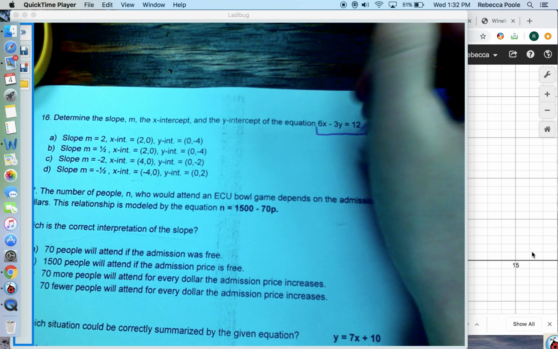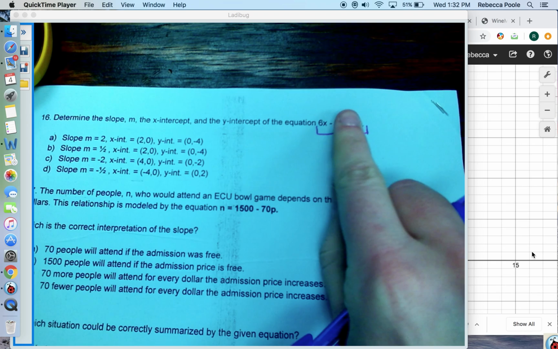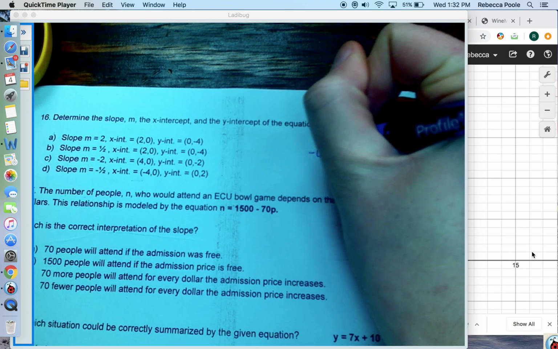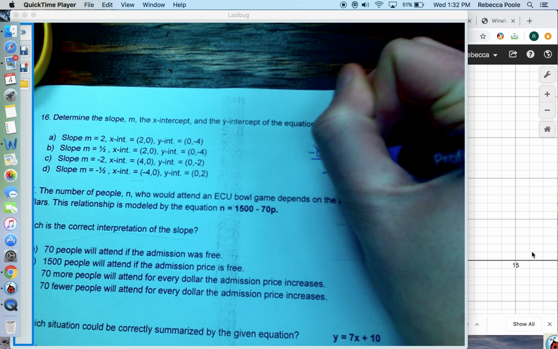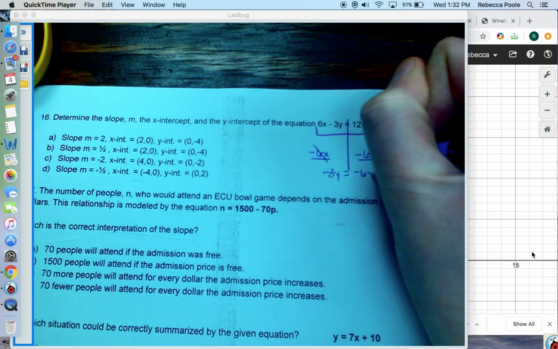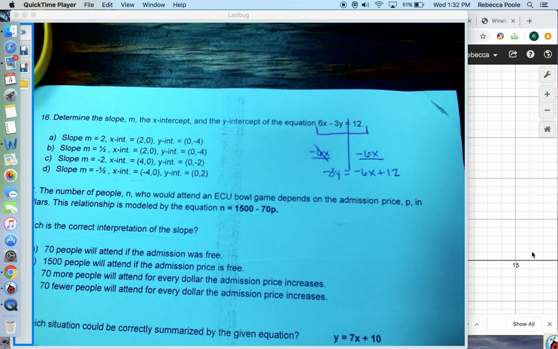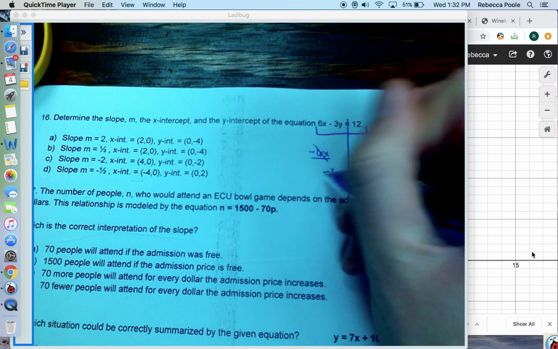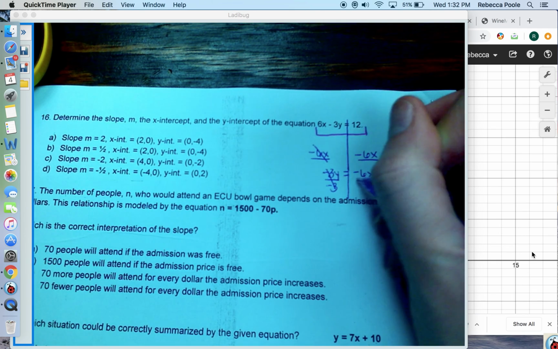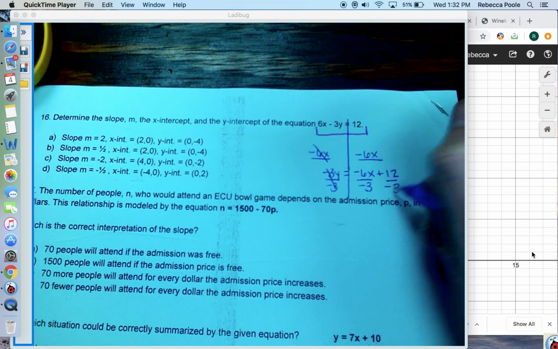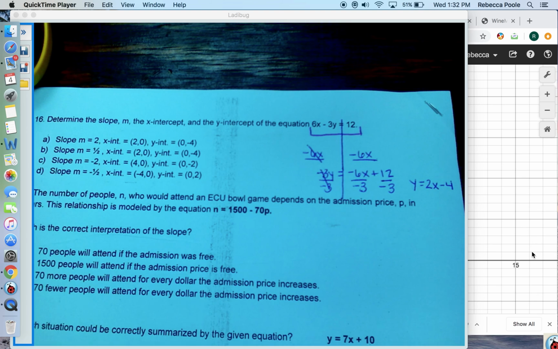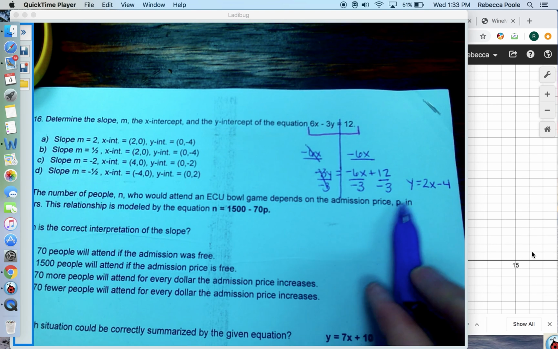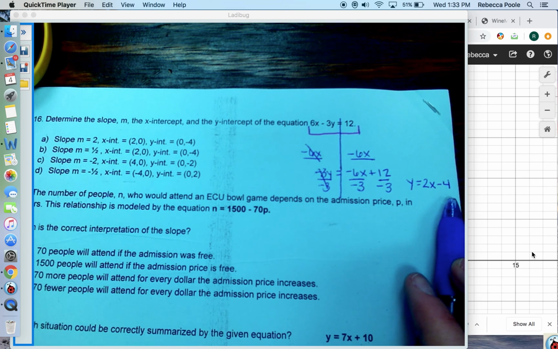So if you do it by hand, you would cover your y, subtract the 6x, those would cancel, and then you'd have negative 3y equals negative 6x plus 12. Then you would divide by negative 3, and you would get y equals 2x minus 4. So you can definitely do that, and you can go graph this by hand if you want to.